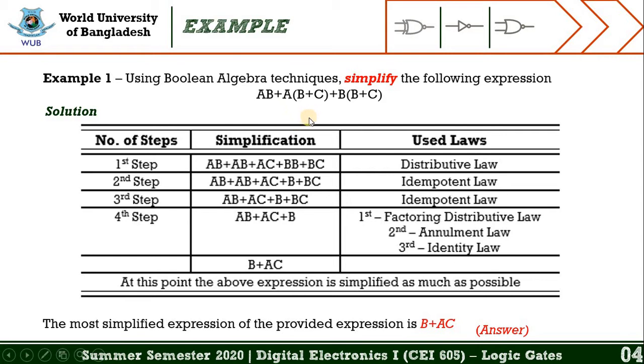The first example states: using Boolean algebra techniques, simplify the following expression. The expression says, I repeat again, A and B, or A and, inside the parenthesis, B or C, or B and, inside the second parenthesis, B or C.